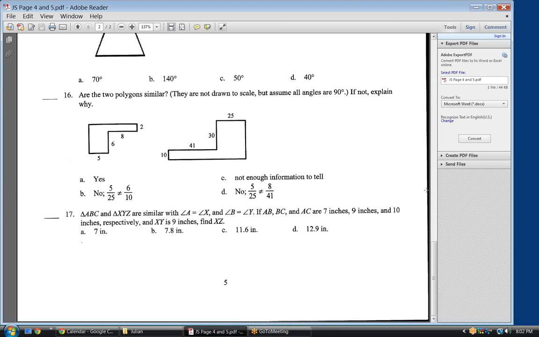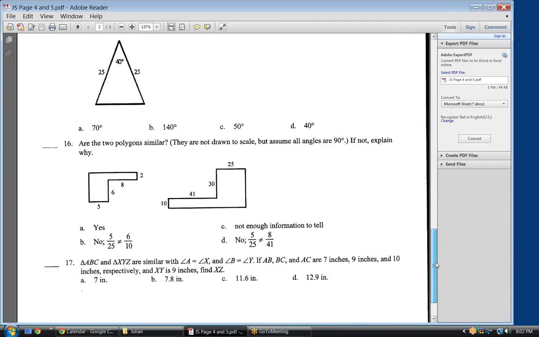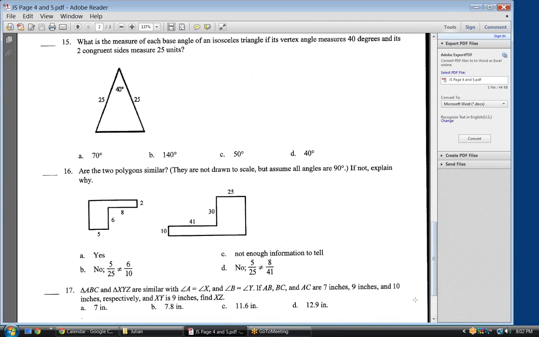I believe we did number 15 last time. We ended on that? I think so, because I don't remember doing 16. But let's look at 15 again. What's going to be the measurement of these angles? 70. Good. Both of them, yeah. They're both the same because this is isosceles. Any triangle that has 2 same sides, the opposite angles are also the same.